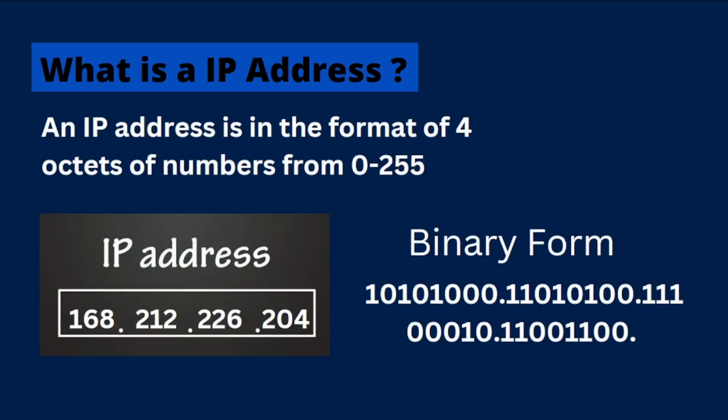An IP address consists of 32 bits, but it's often shown as 4 octets of numbers in the 0 to 255 range, represented in decimal form instead of the binary form. For example, the IP address 168.212.226.204 in binary form is shown on the right. Now, which one do you think is easier to read, the 4 octets or the binary form? I'd go with the octet form.